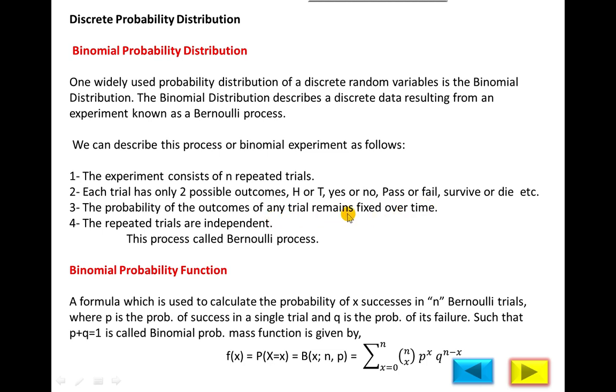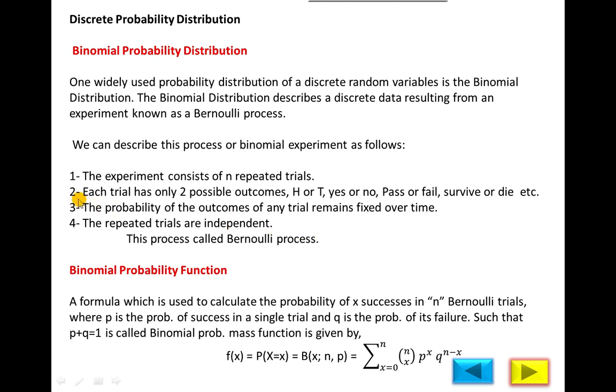Chance of occurrence is fixed over time. If you throw a coin 2 times or 10 times, 1000 times, the chance will be the same, equal. The repeated trials are independent. I have already explained this characteristic in independent events. If you throw a coin one time or two times or three times, the outcome will be independent. If you throw a coin 10 times, and out of 10 times, 9 times head appears, the 10th time maybe head or tail, both are independent, not dependent. This process is called the Bernoulli process.